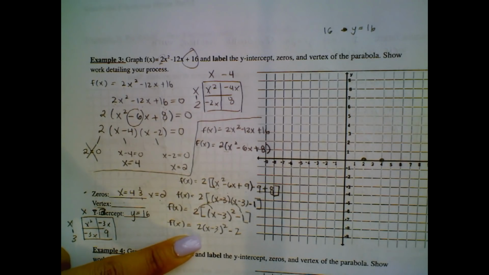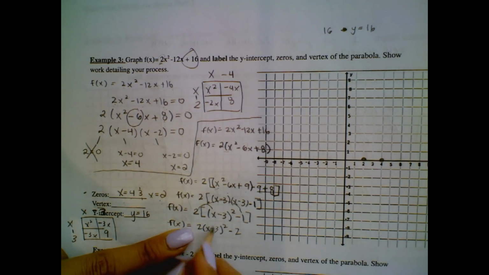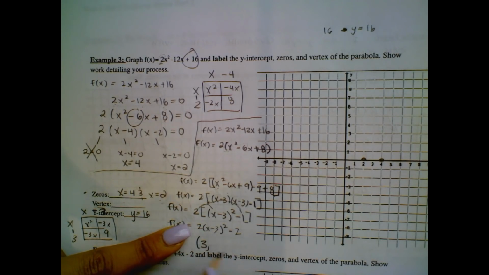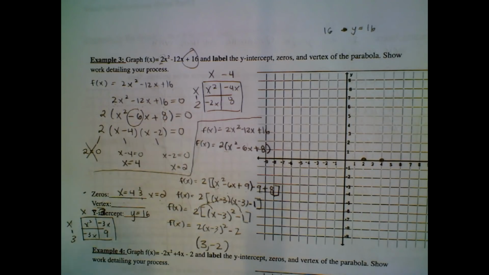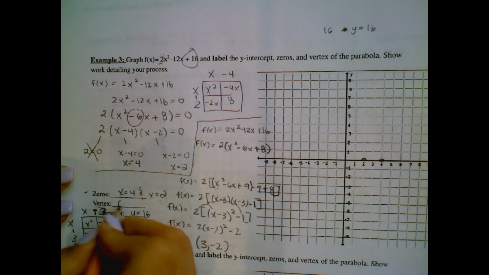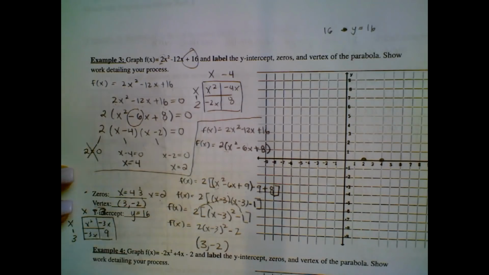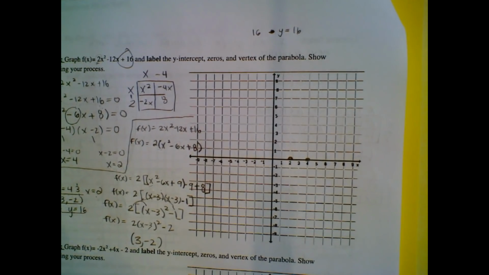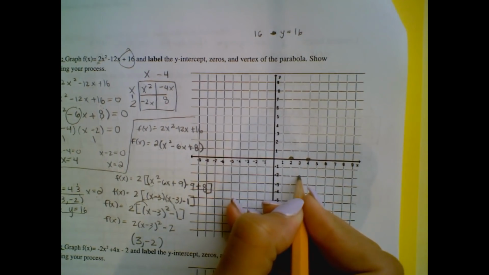So now we'll be able to find the vertex. Remember the x is always opposite. So it says minus 3, it's going to be positive 3. Now this is just minus 2. So my vertex is at 3, negative 2. Great, so we got our vertex. Let's go ahead and put all that information in here. So it's at 3, negative 2.